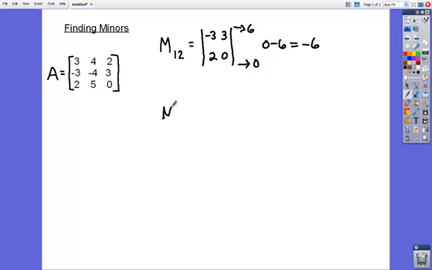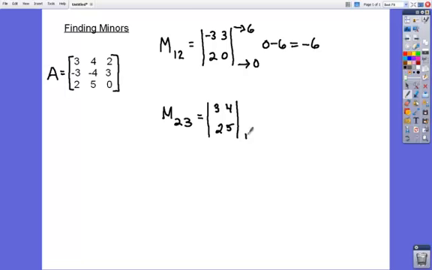Now, what if we wanted to do the minor of row 2 and column 3? So if I eliminate row 2 and column 3, I have 3, 4, 2, and 5. I lost my track here. Eliminate that one and that one. 3, 4, 2, and 5. And now we're going to find the determinant of this 2 by 2 matrix.